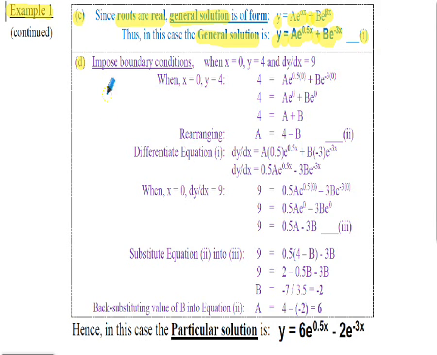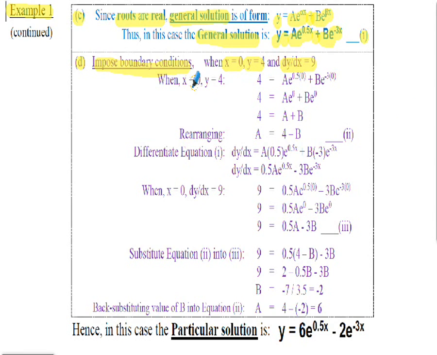Step 4, D here, we're imposing now the boundary conditions given in the question. So from the question we know that when x is equal to 0, y is equal to 4, and dy by dx is equal to 9. That's the first differential equal to 9.